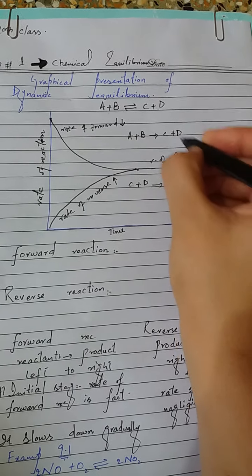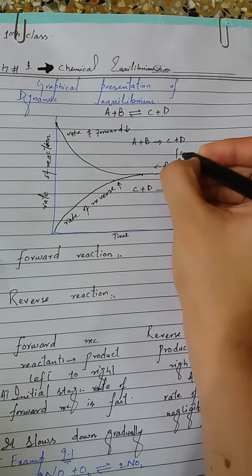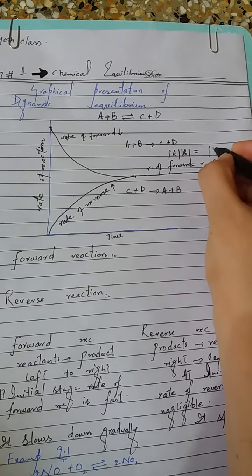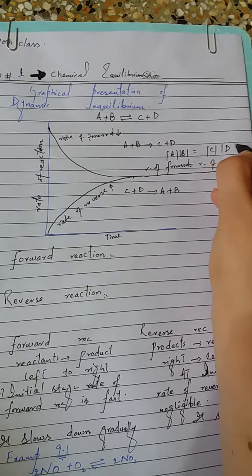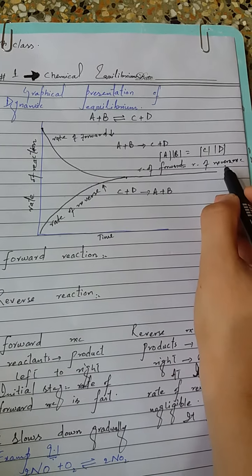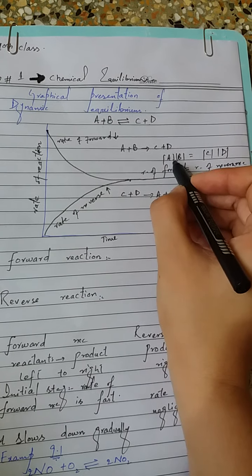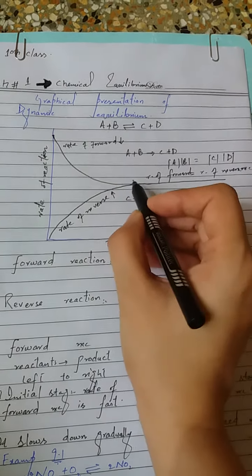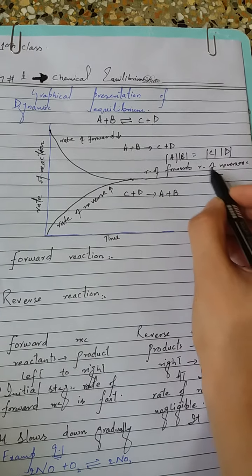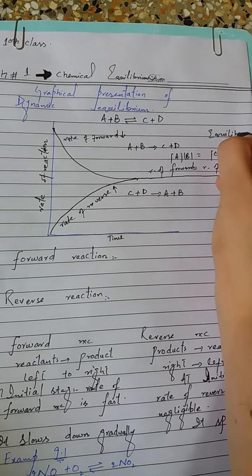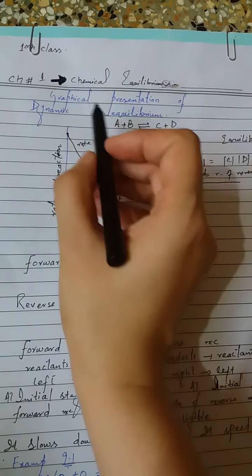And at this time, the concentrations of A and B become equal to the concentrations of C and D. It means that as the rate of forward reaction becomes equal to the rate of reverse reaction, the concentration of reactants must be equal to the concentration of products, and the concentrations of reactants and products must remain constant here. At this stage, equilibrium will be achieved. So this type of equilibrium is known as dynamic equilibrium.